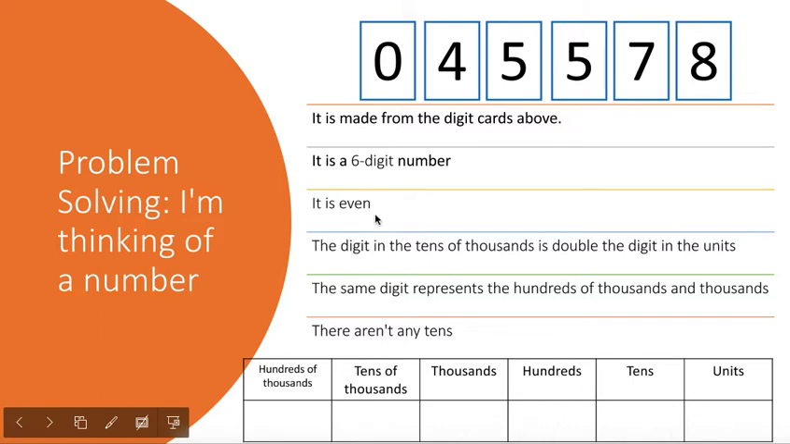It is even. I know what a number has to end in. I know it will have to be in the units to make it even. The digit in the tens of thousands is double the digit in the units. The same digit represents the hundreds of thousands and thousands. And there aren't any tens in this number. Pause and have a go at figuring it out.